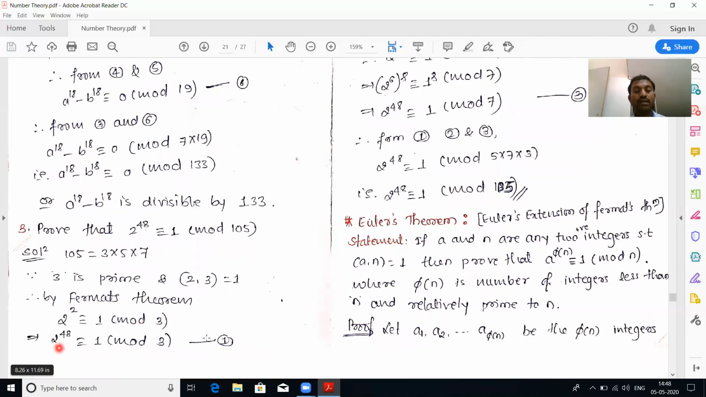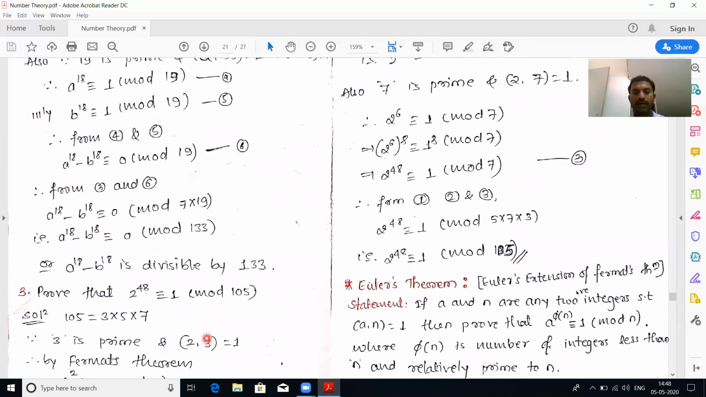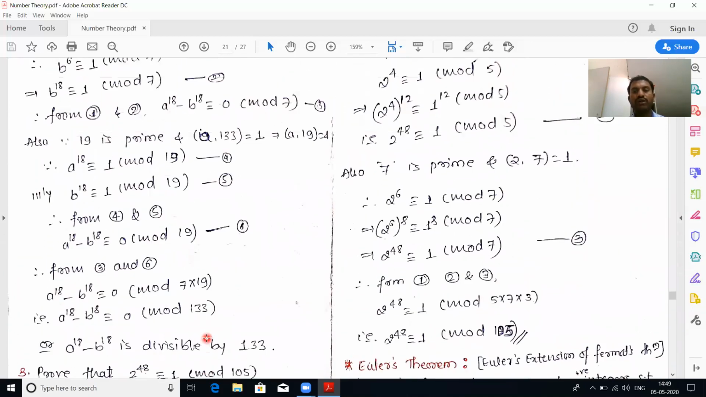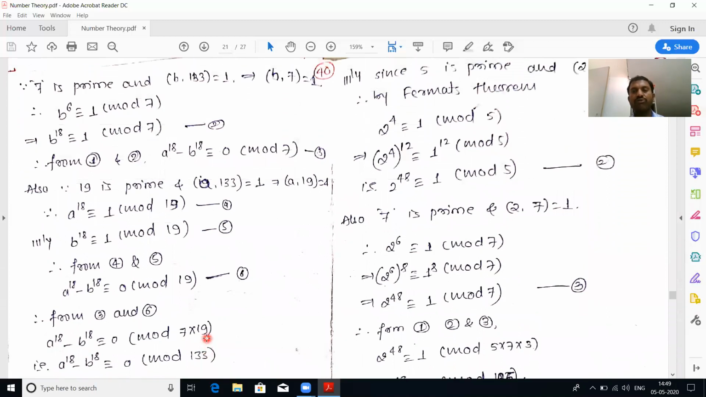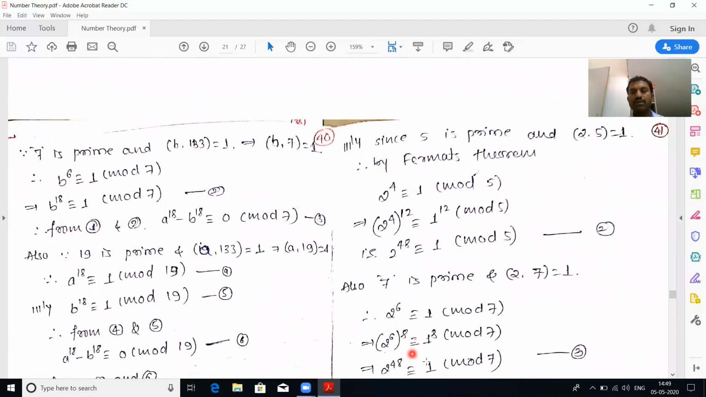Then raising power 24 on both sides, we get the left side 2 raised to 48 is congruent to 1 mod 3. That is equation 1. Similarly, 5 is a prime number and 2 and 5 are relatively prime to each other. Therefore, by Fermat's theorem, 2 raised to 4 is congruent to 1 mod 5. Next, raising power 12 on both sides, we are getting 2 raised to 48 is congruent to 1 mod 5.